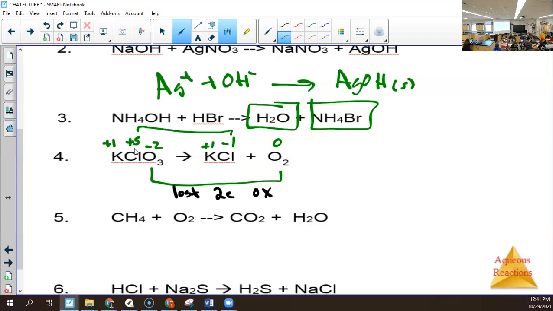Oh, okay. Chlorine went from +5 to a -1. So it definitely became more negative, right? So it gained electrons. How many of them? 6. Because it went from a 5 to a -1. And so it was reduced. Now that doesn't seem to work. Are they balanced?